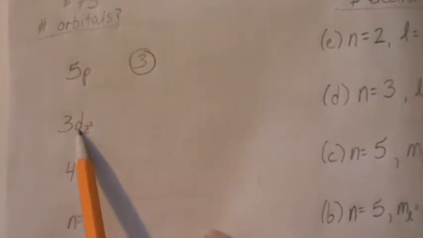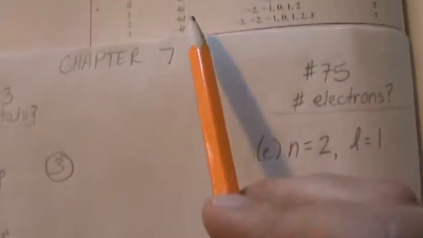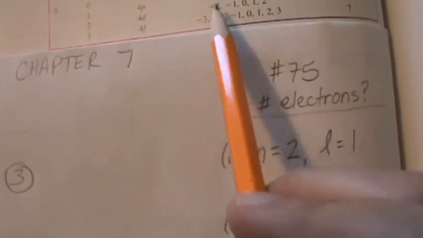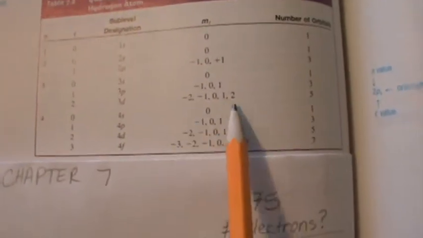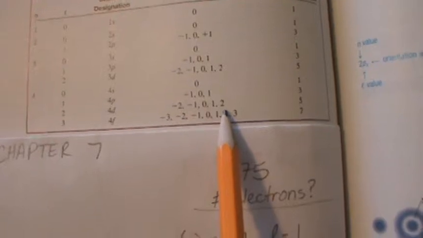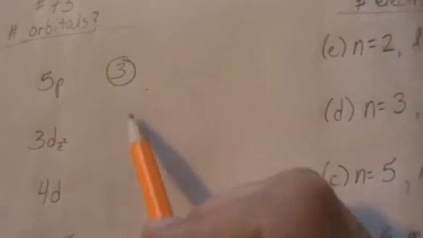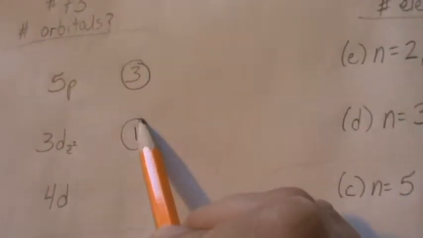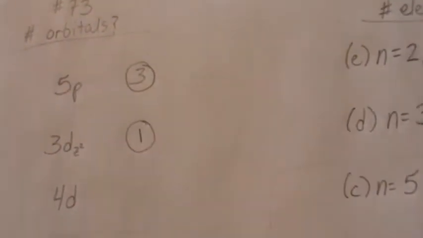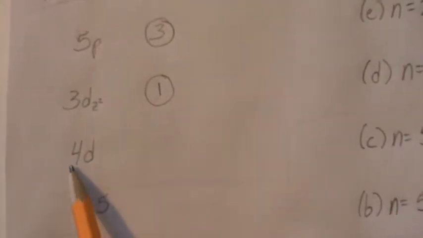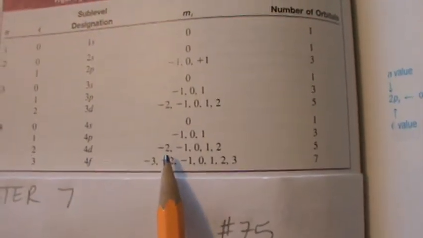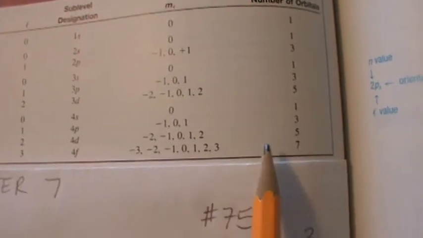Okay. The next one is 3dz squared. Okay. So there are 5d orbitals, as we can see from the 3d and the 4d section. Okay. But only one is going to be 3dz squared. So there's only one 3dz squared orbital out of the 5 3d orbitals. Next they say 4d. Okay, so we have that located right here where it says 4d, and then we can see them: -2, -1, 0, 1, and 2, and there are 5 4d orbitals.